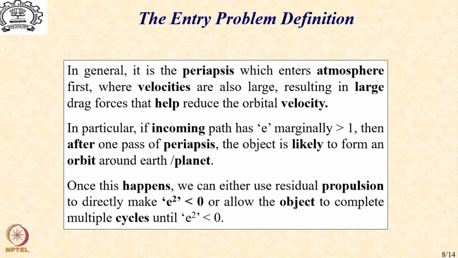Now once this happens, there are two possibilities. Either we can use residual propulsion to directly make E square less than 0 so that the vehicle will have a trajectory that will directly bring it back to Earth straight away, or instead of using the propulsion, we allow the vehicle to orbit with part of a trajectory in the atmosphere so that in every cycle a certain amount of energy gets dissipated slowly until the same condition of E square less than 0 is achieved, after which the same act of vehicle coming back to Earth straight away will happen.